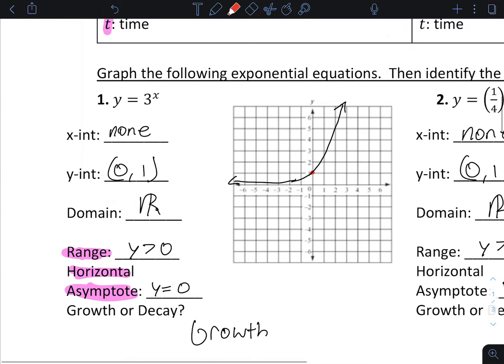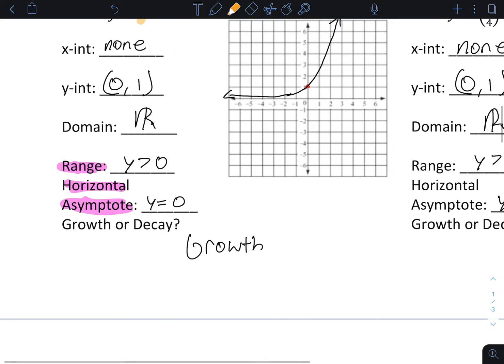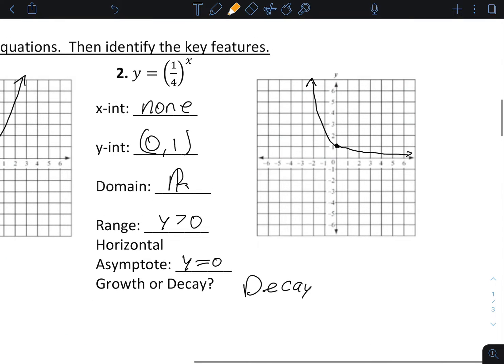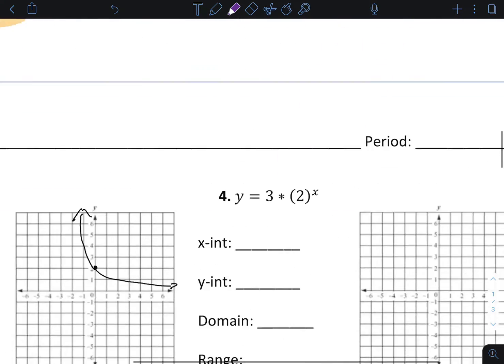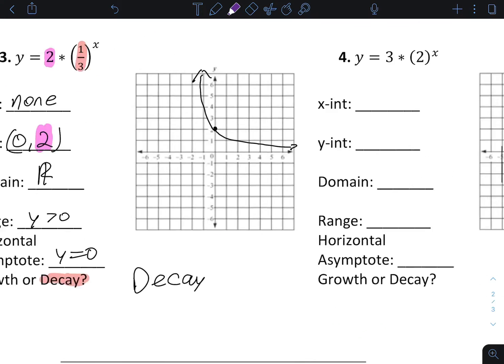If you notice up here, the number was a 3. Since it was greater than 1, it was a growth. Notice here is a 1/4. That meant it would be a decay. And with that knowledge, I answered all of them right.